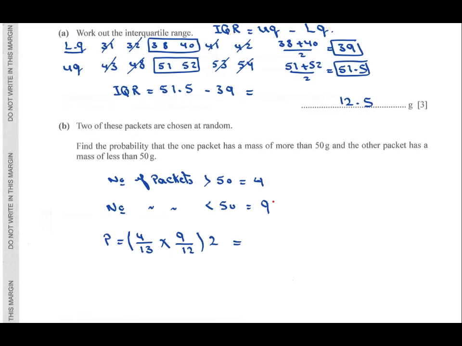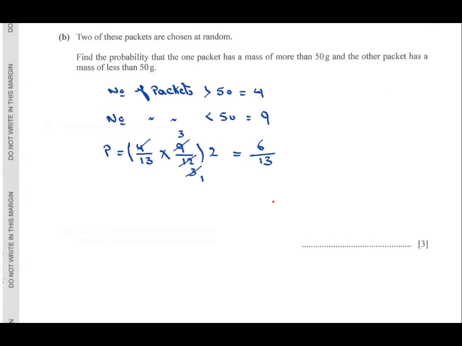Okay? And now let's simplify. 12 divided by 4 equals 3. 9 divided by 3 equals 3, divided by 3 equals 1. 2 times 3 is equal to 6 over 13 as a final answer. The probability will be 6 over 13.